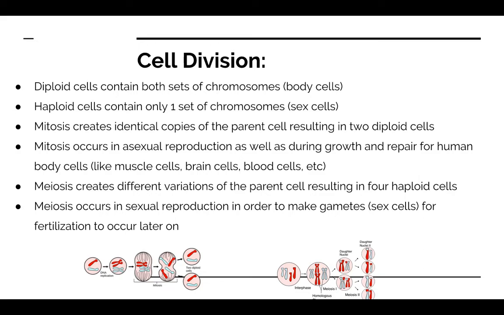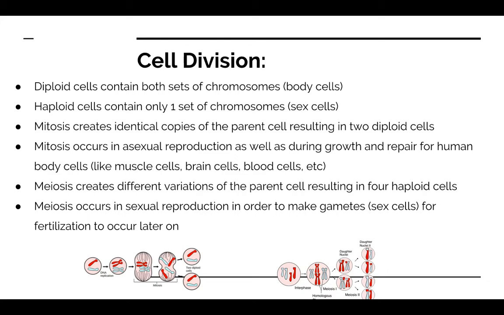Cell division is the last main idea here. And for cell division, we should know about diploid and haploid. So in diploid cells, it means it contains both sets of chromosomes. This is true of body cells or fertilized egg cells. And haploid cells contain only one set of chromosomes. So sex cells are the only type of cells that are going to be haploid.